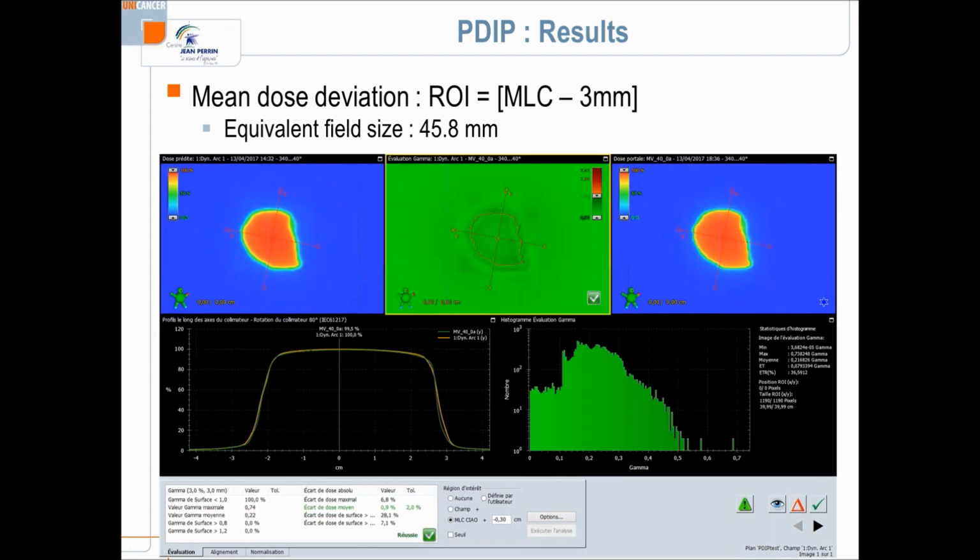When we look at a larger equivalent field size of 45.8 millimeters, we can see that the profiles are also very similar, but the region of interest in which we note the mean dose deviation is larger.